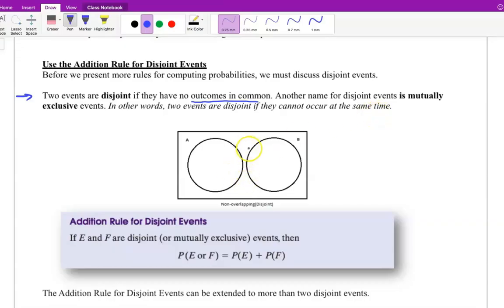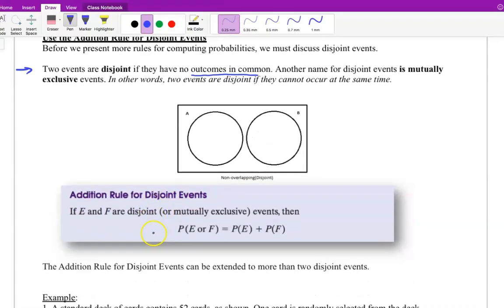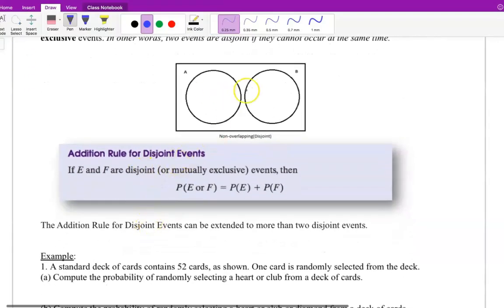So see here, between these two we have nothing in common. And the addition rule for these two events, when we have nothing in common, is: probability of A or B is equal to probability of each one, so adding the probability of each one individually.